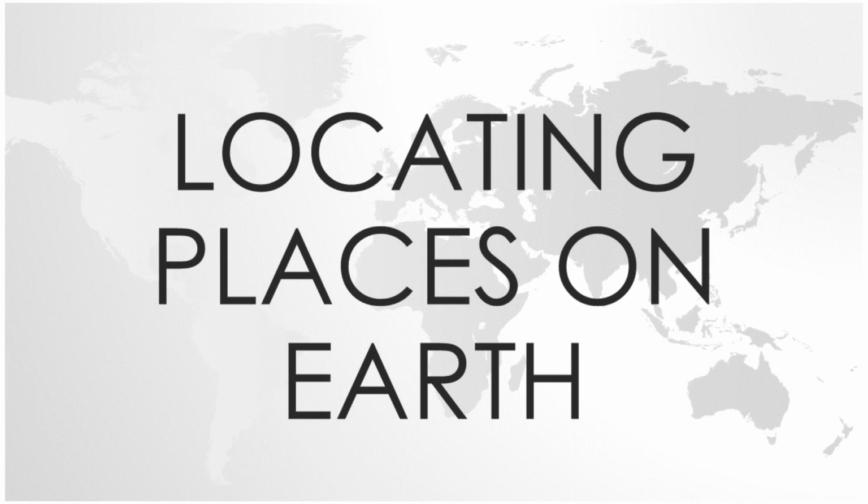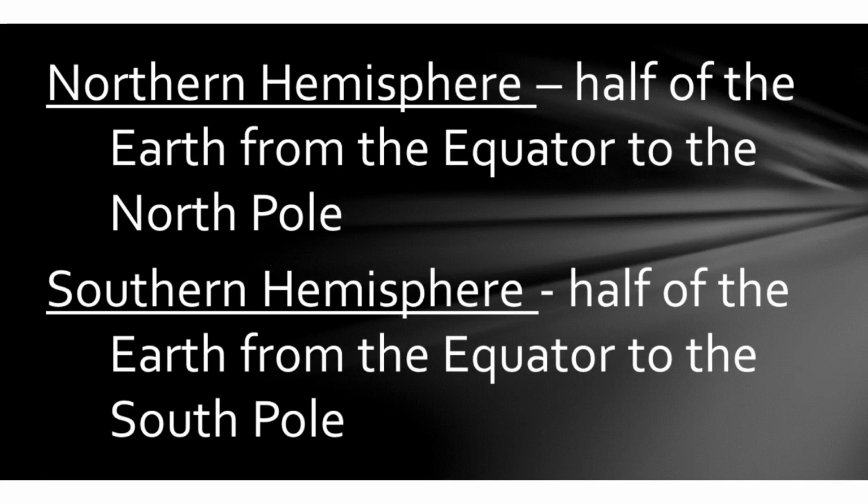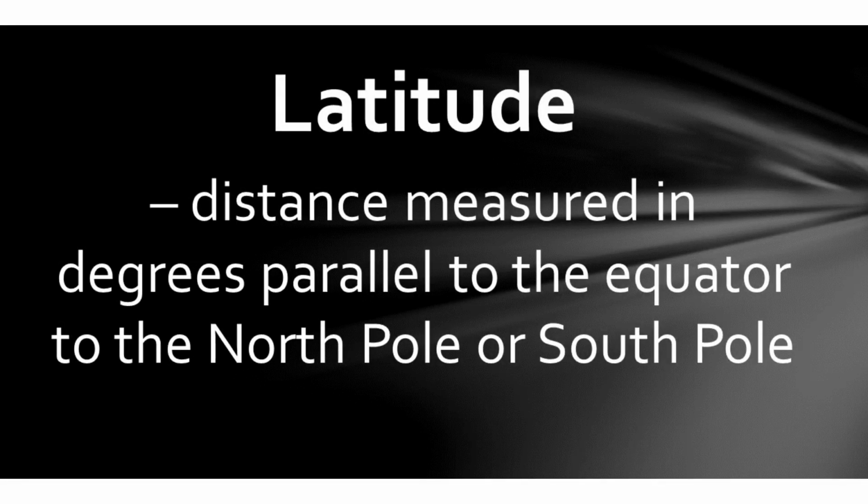The Earth's grid system can be used to locate places on Earth. The imaginary line that divides the surface area between the North and South Poles into halves is called the equator. The half of the Earth from the equator to the North Pole is called the Northern Hemisphere, while the half from the equator to the South Pole is called the Southern Hemisphere. Because the Earth is round, distances on Earth can be measured in degrees. A complete circle is 360 degrees.